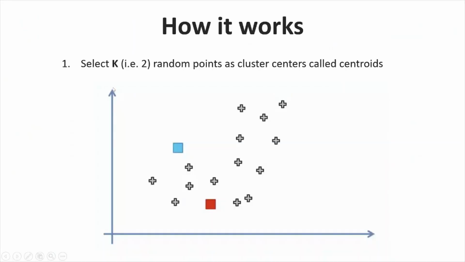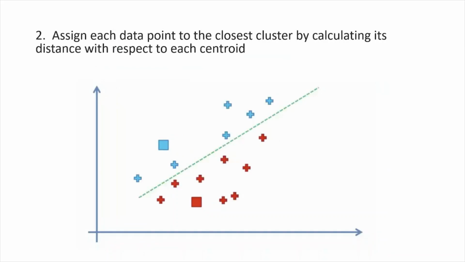Let's see how this algorithm works. In the first step, we select k, that is 2, random points as cluster centers, which are known as centroids. Second step, assign each data point to the closest cluster by calculating its distance with respect to each centroid.